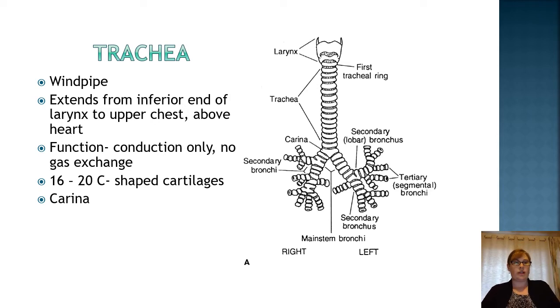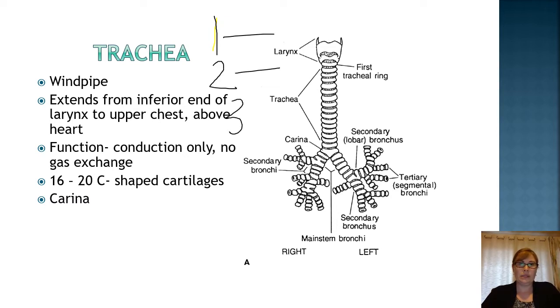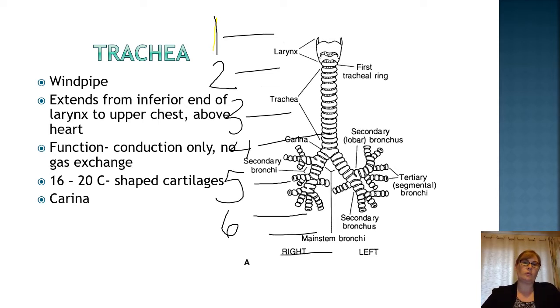Slide 18. If you're doing your steps: number 1, nasal cavity. Number 2, pharynx. Number 3, larynx. Number 4, trachea. From there, after the trachea, we're going to go to the bronchi, then our different bronchi. Our bronchioles eventually will go down into our alveoli.